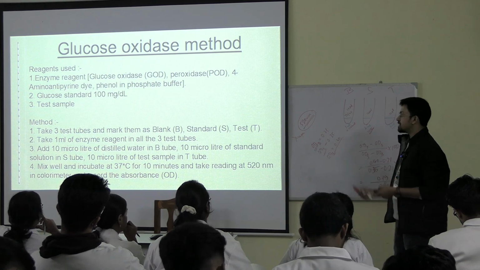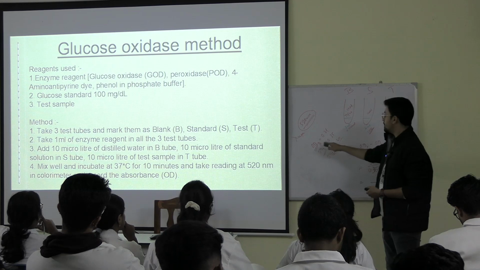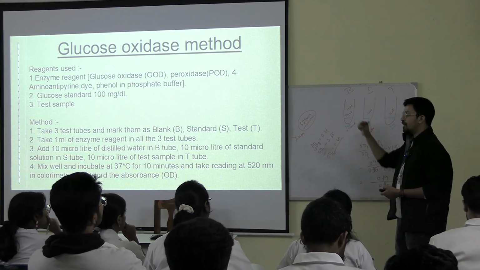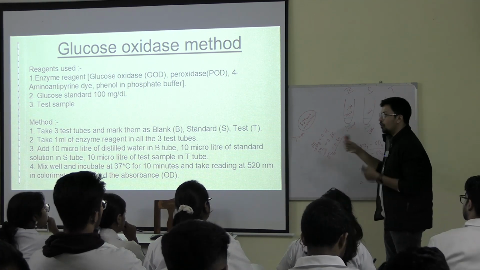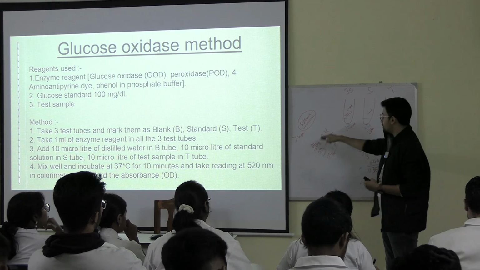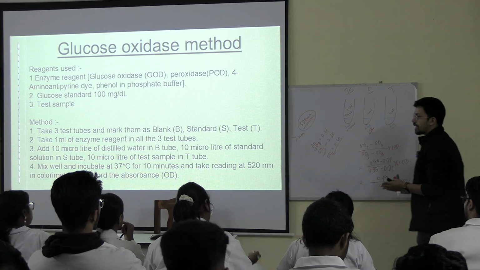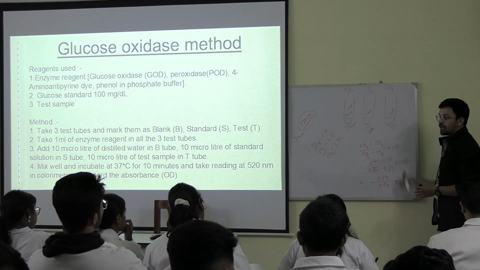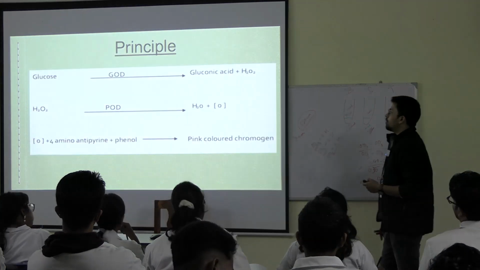Once you measure the absorbance, the OD, you write it down: ODB is this much, ODS is this much, and ODT is this much. In Beer-Lambert's law, you did graph plotting to verify the law. Over here you don't have to do the graphing, you just measure the values and write them down on paper. Once you get the values, your work is very easy. Just put them down in this format and then calculate. Okay, fine. Now, what is the principle?